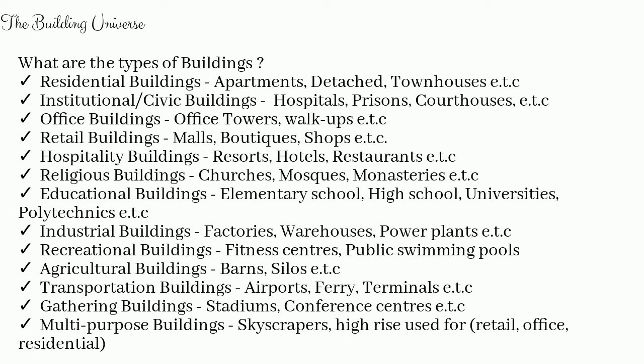Here we have our churches, our mosques, our monasteries, our synagogues. Educational buildings are where we go to study. They are our elementary schools, high schools, universities, polytechnics, technical schools, and many others. Industrial buildings include the factories, the power plants, manufacturing plants, etc. Also, we have transportation buildings. These are the airports, the bus terminals, the ferries. Recreational buildings include the fitness centers, our gyms, our bowling units. Then the agricultural buildings include our barns, silos, among others.